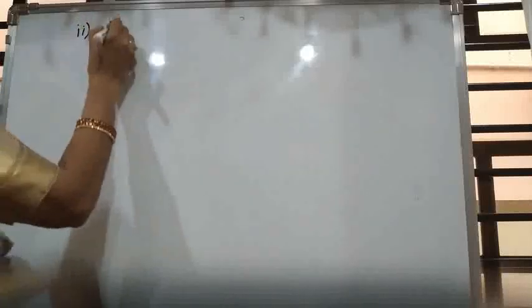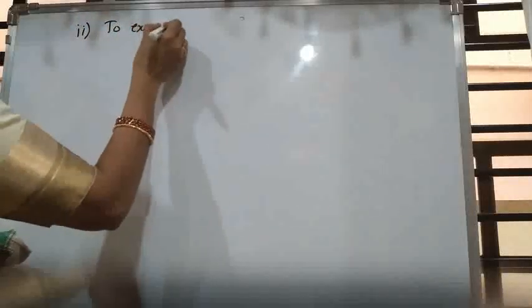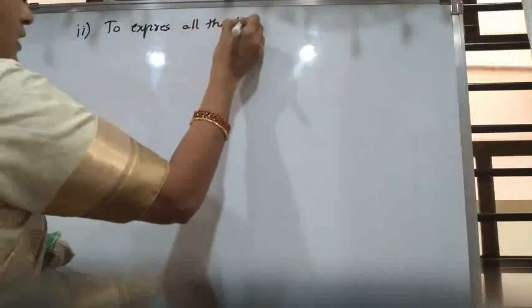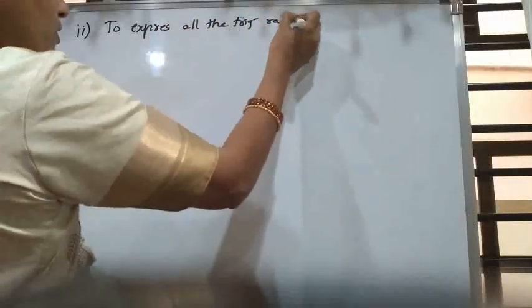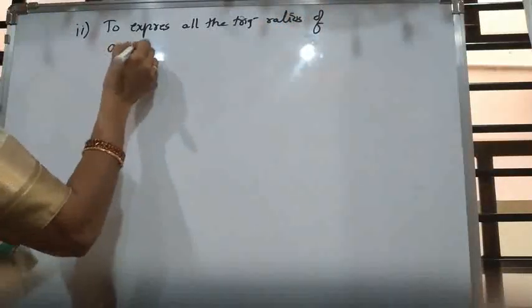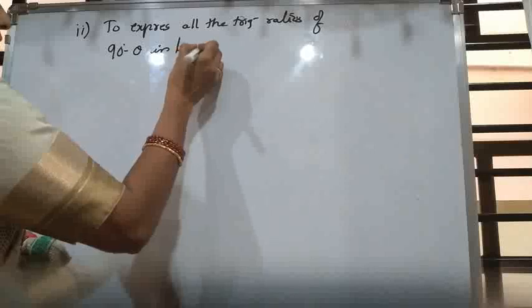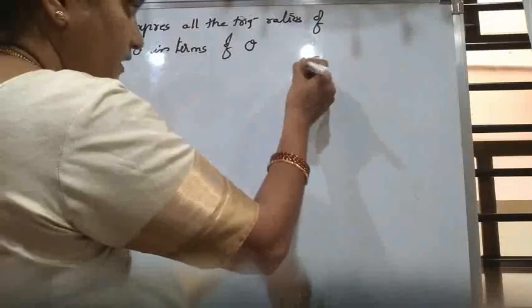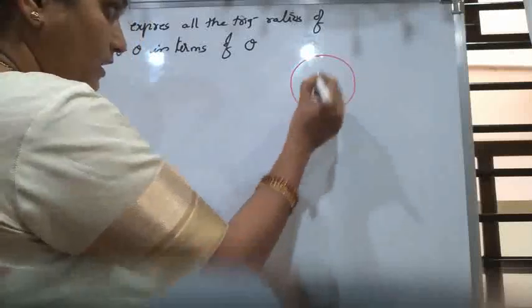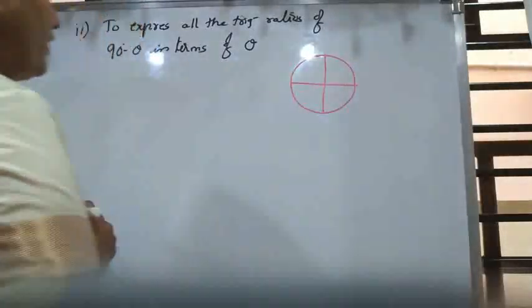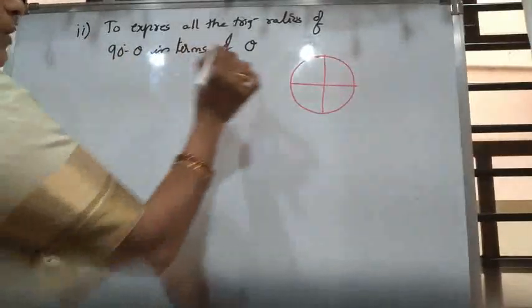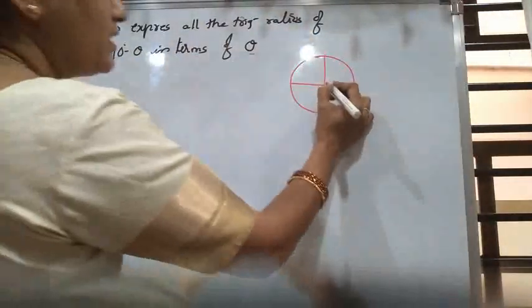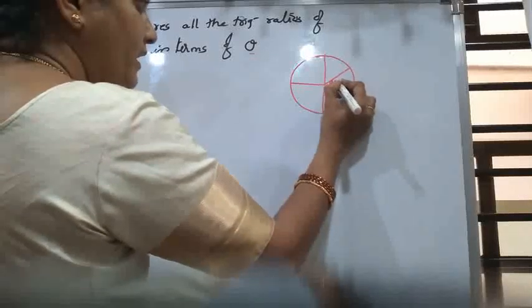Now, the second one. I write, to express all the trigonometric ratios of 90 degrees minus theta in terms of theta. For this, I will consider here also a circle with four quadrants. 90 degrees minus theta I want, and I want to express it in terms of theta. First, basically I will consider one acute angle. It is theta.